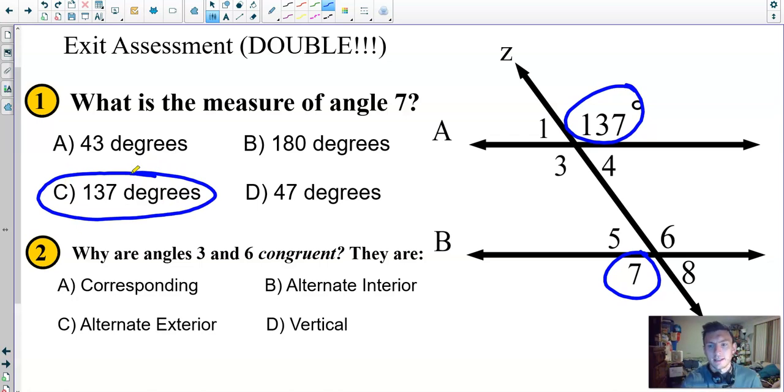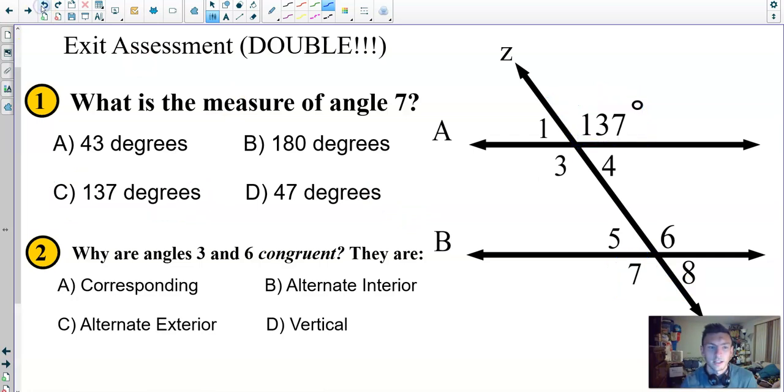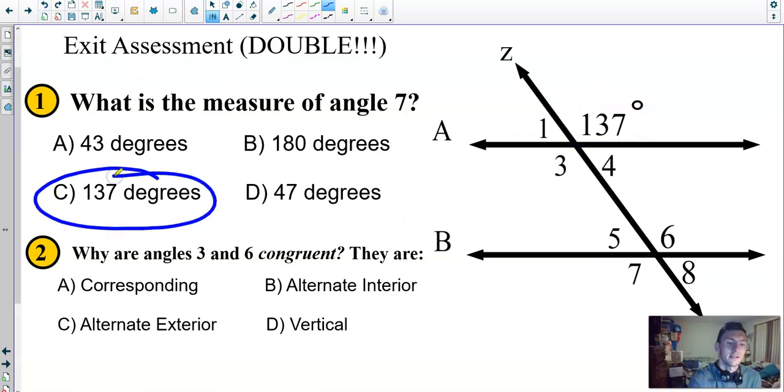Another way to look at this is this angle is an obtuse angle. It's larger than 90. This angle is an obtuse angle. It's larger than 90. So they both have to be equal. I'm going to get rid of the colors for a second because I'm going to use it again.